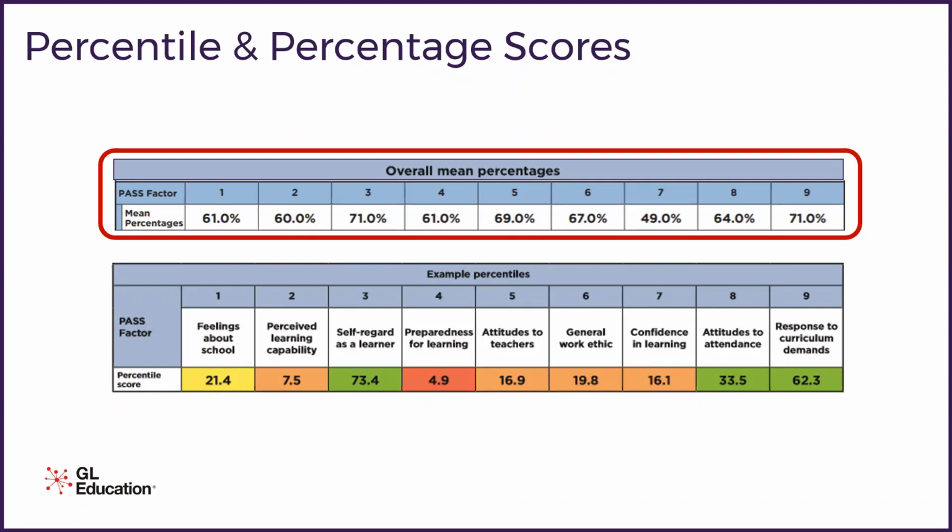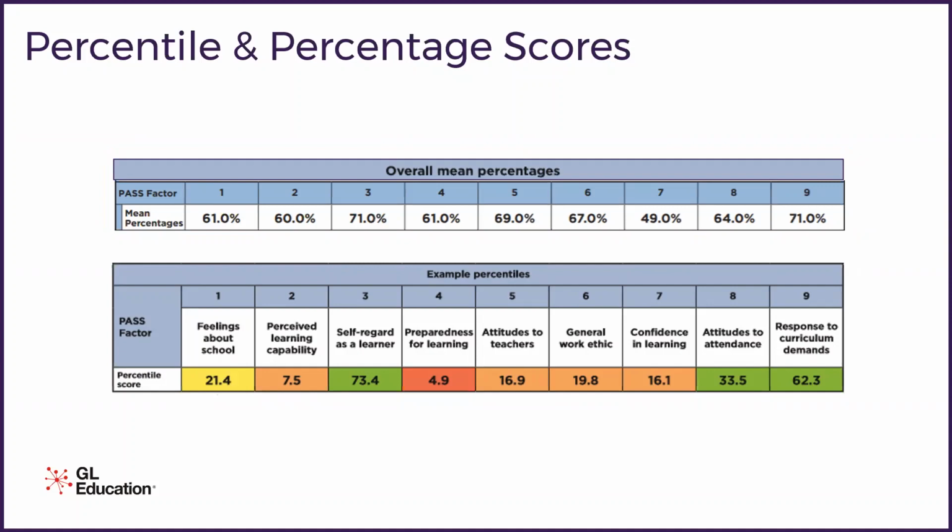Percentages are most useful when comparing within your school. So looking at across time, different year groups, or key groups. In this example shown here, a score of 61% for factor 1 puts the cohort in the 21st percentile, meaning that they are equally as or more positive than 21% of the standardization sample on that measure, but less positive than 79%.